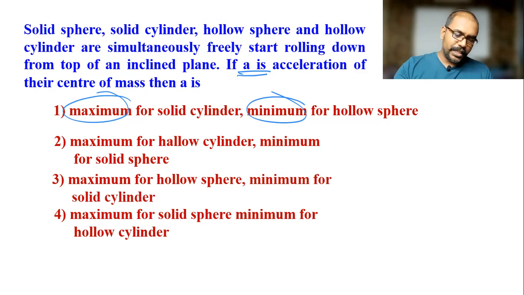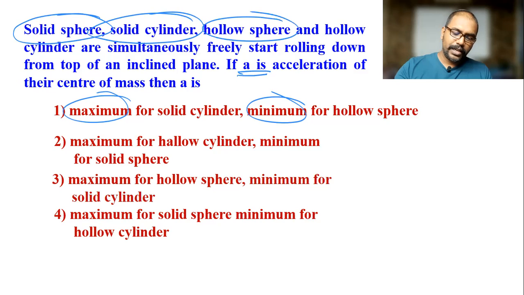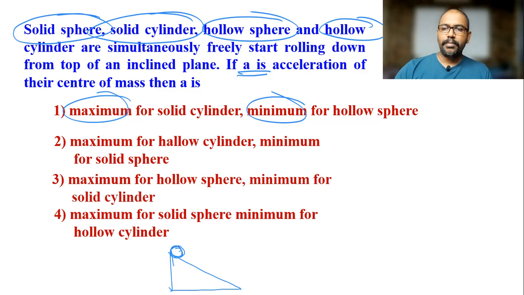Now there are 4 objects: solid sphere, solid cylinder, hollow sphere and hollow cylinder. These 4 objects are rolling on this inclined plane. If I consider this as the inclined plane, these are the objects. The object may be any one of these 4. Then for which is the acceleration maximum? Now let me see the formula of the acceleration.